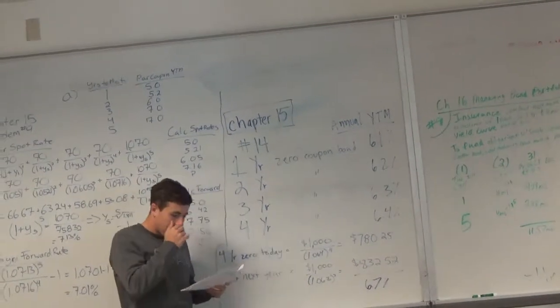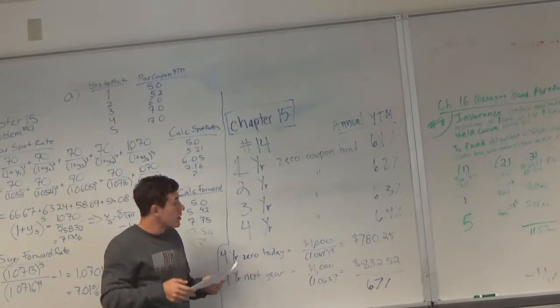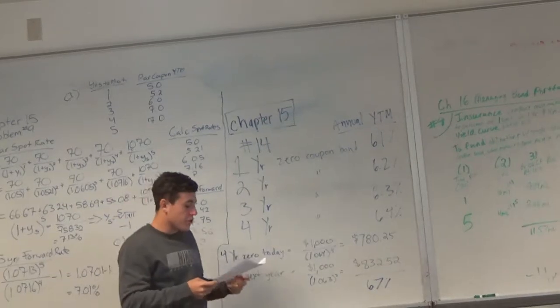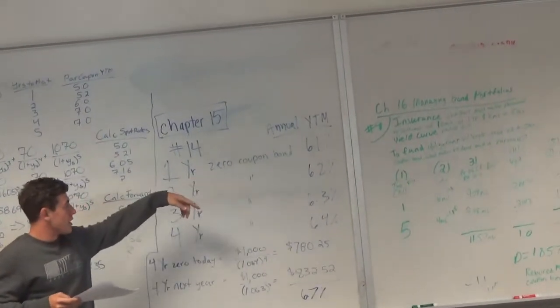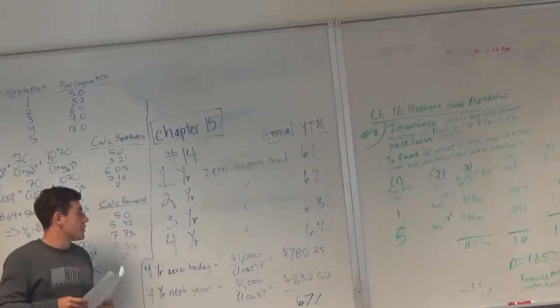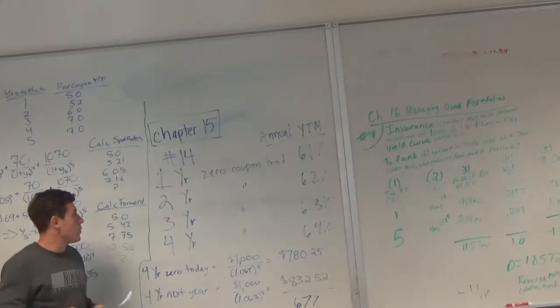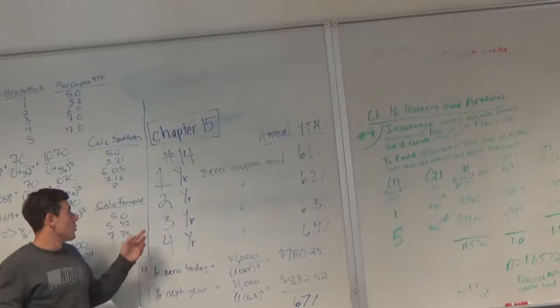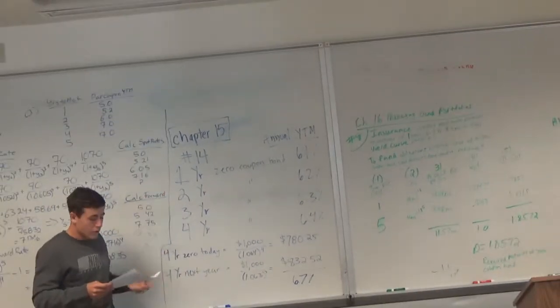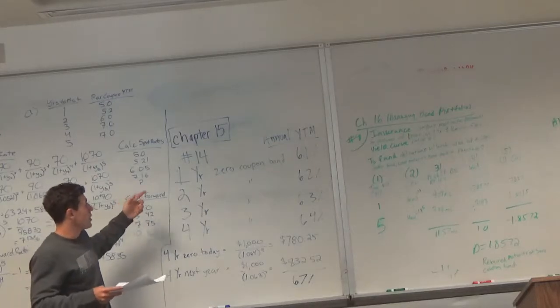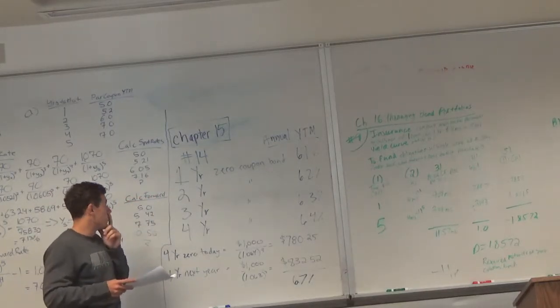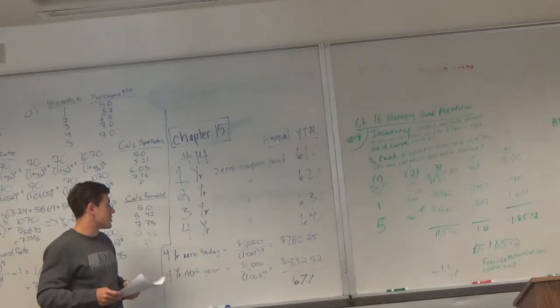Chapter 15, problem number 14: you're looking at zero coupon bonds. If the bond structures stay the same, these are the maturities and these are the percents that you get. If you go into the following year and the structures are the same, will they want to invest in a 1 year or a 4 year bond? Because it's the 1 year, you know that your rate of return is going to be 6.1%.